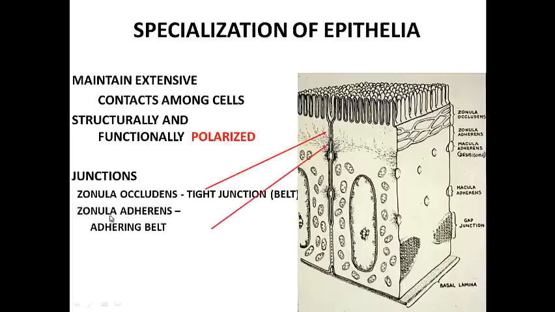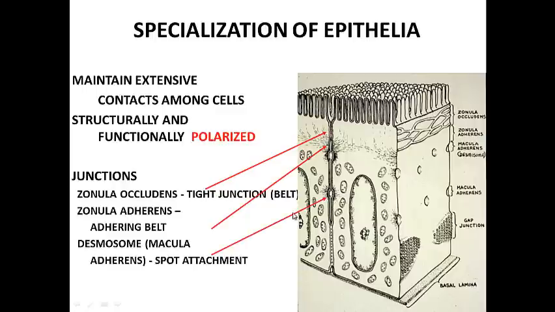There's also a zonula adherens, which is an adhering belt. And that's the one that interacts with a high density of microfilaments to support the fusion of the membranes that you see there with the zonula occludens. And then we have spot welds. You see spot welds that we see there, which are desmosomes.